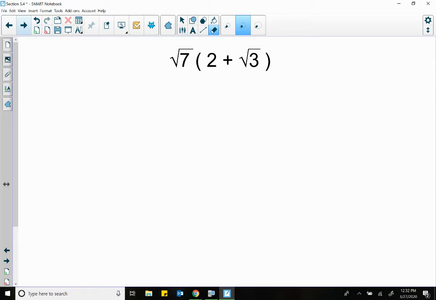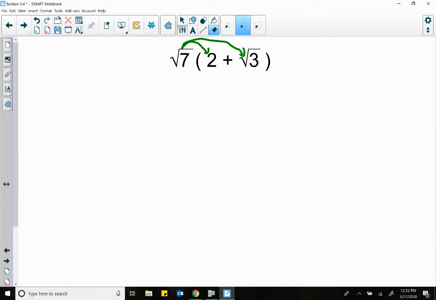Okay, so when you look at this one, we need to distribute this through. So hopefully you were thinking that. Now, we are taking the square root of 7 and the 2, and we needed to distribute this to that. If I take and distribute it through, I'm sure some of you probably gave me the answer of the square root of 14. But that's not true. That's not what's going on here.